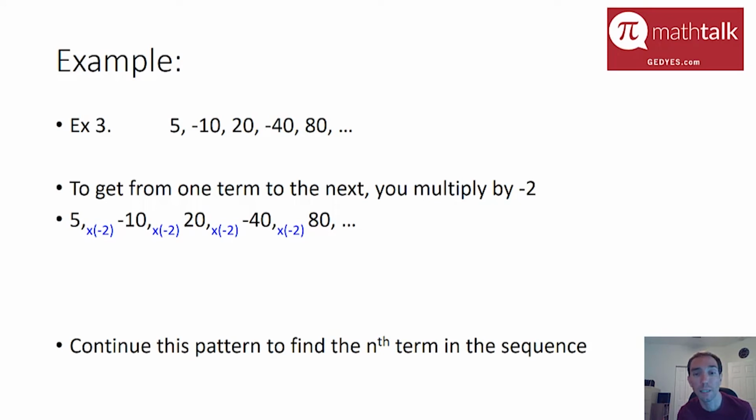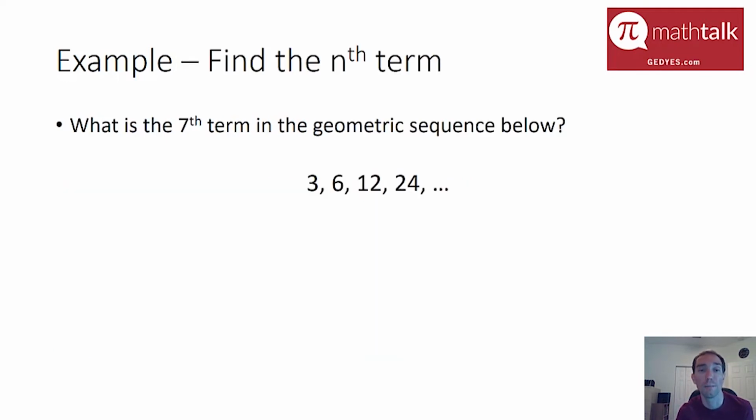And this is a pattern that you can still continue on to find any term in the sequence that you want. You just have to remember that it's possible your value could be positive or negative, whichever term in the sequence you're looking at. They have to alternate every time, positive to negative. So let's look at some examples on how we can find the nth term in a geometric sequence.